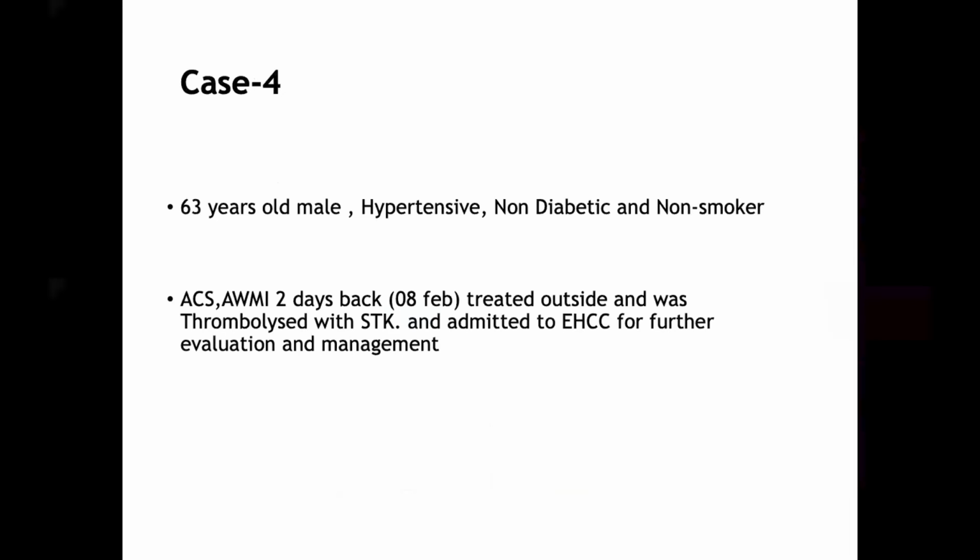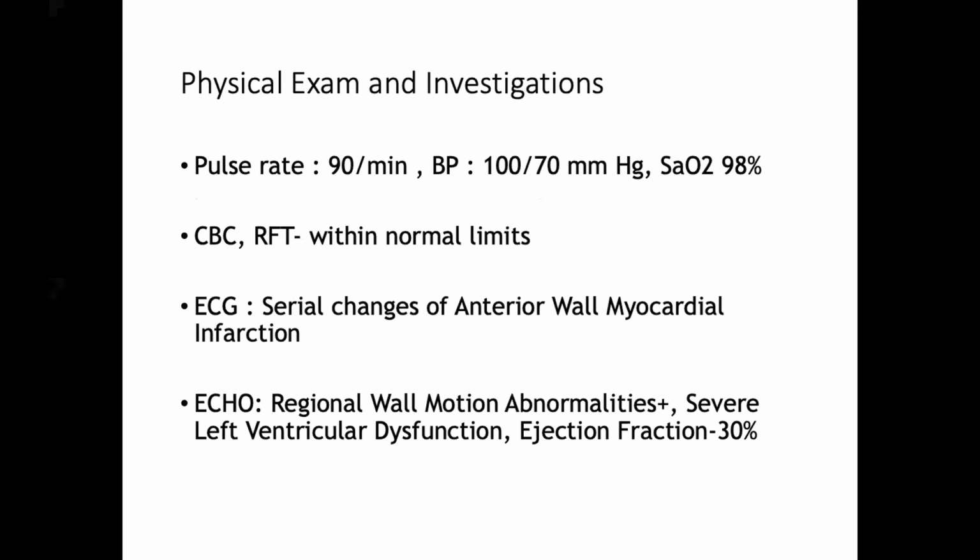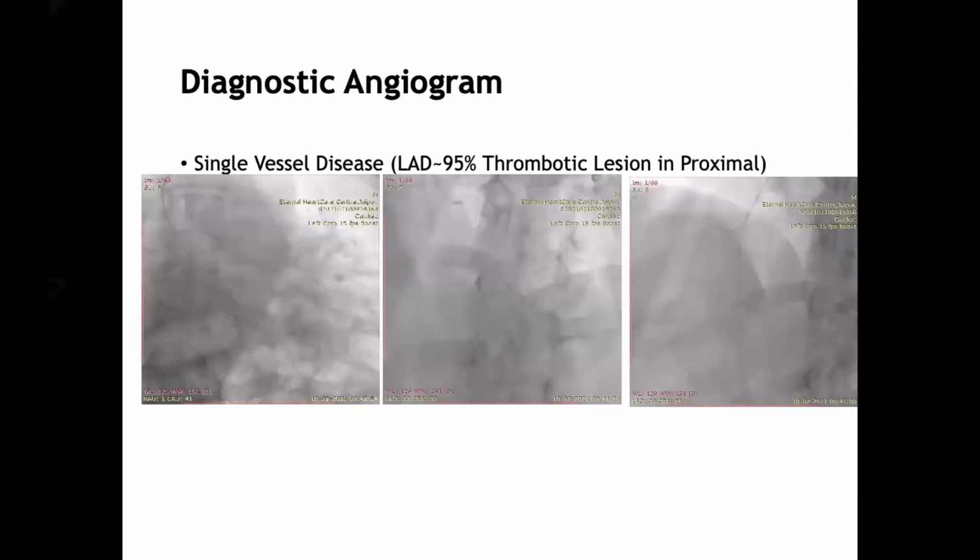The fourth and last case is a 63 years old male who's hypertensive, non-diabetic and non-smoker. He presented with a history of a recent anteroseptal MI in February last year, and he was thrombolyzed with streptokinase and came to our hospital for further evaluation and treatment. Hemodynamics were relatively stable. His lab reports are okay, and the ECG showed serial changes of anteroseptal MI. On echo, EF was 30%, with regional wall motion abnormality in the LAD territory, and here is the angiographic picture.